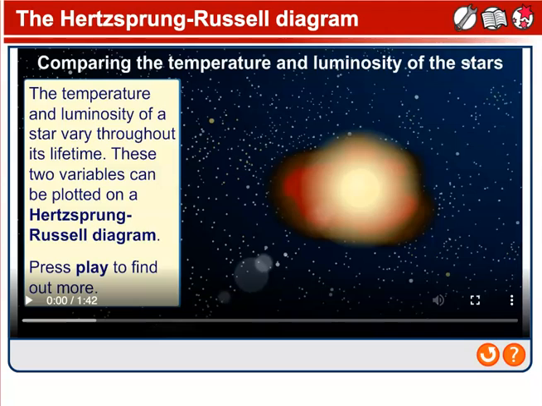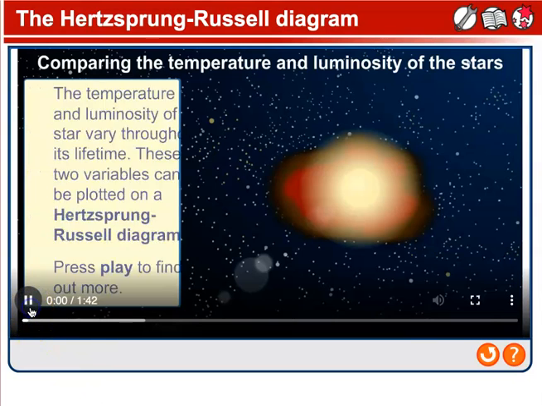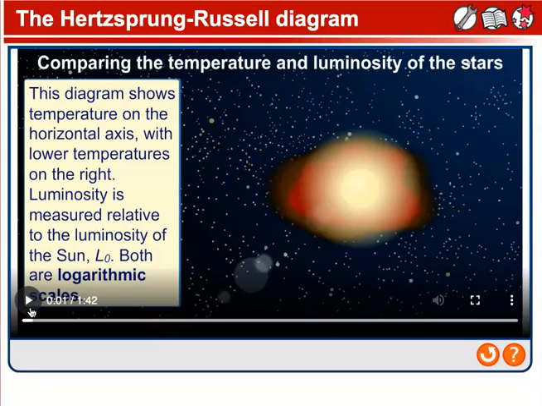The Hertzsprung-Russell diagram. Comparing the temperature and luminosity of the stars. The temperature and luminosity of a star vary throughout its lifetime. These two variables can be plotted on a Hertzsprung-Russell diagram. This diagram shows temperature on the horizontal axis with lower temperatures on the right. Luminosity is measured relative to the luminosity of the sun, L0. Both are logarithmic scales.